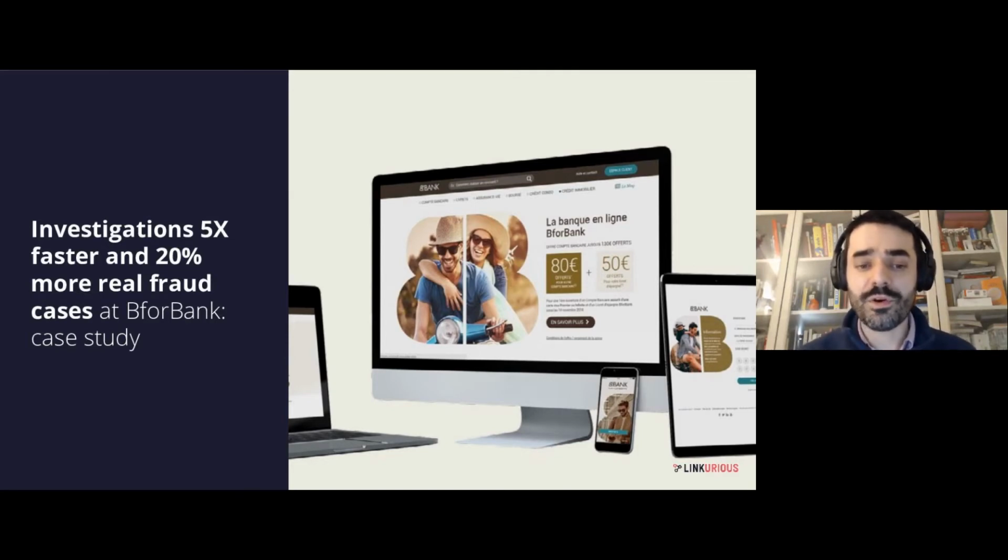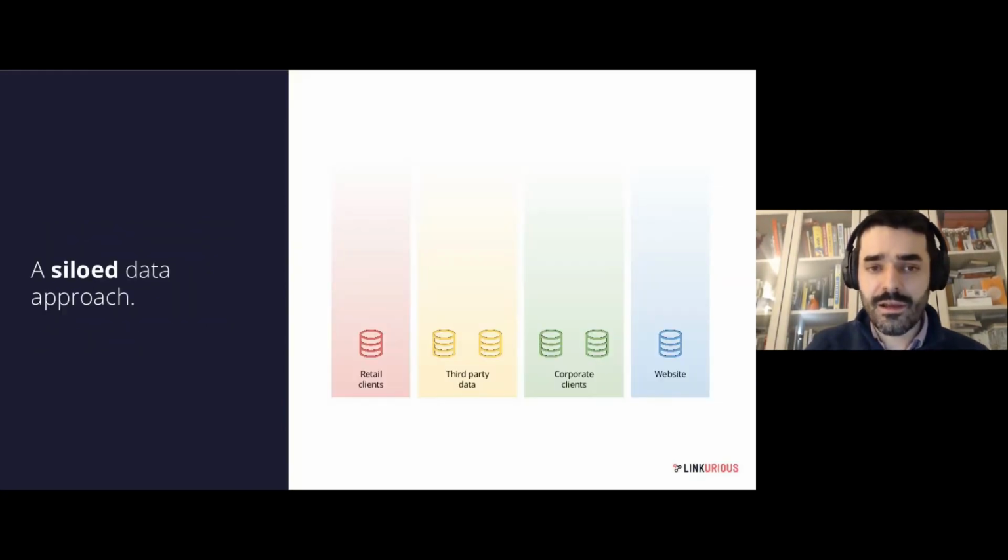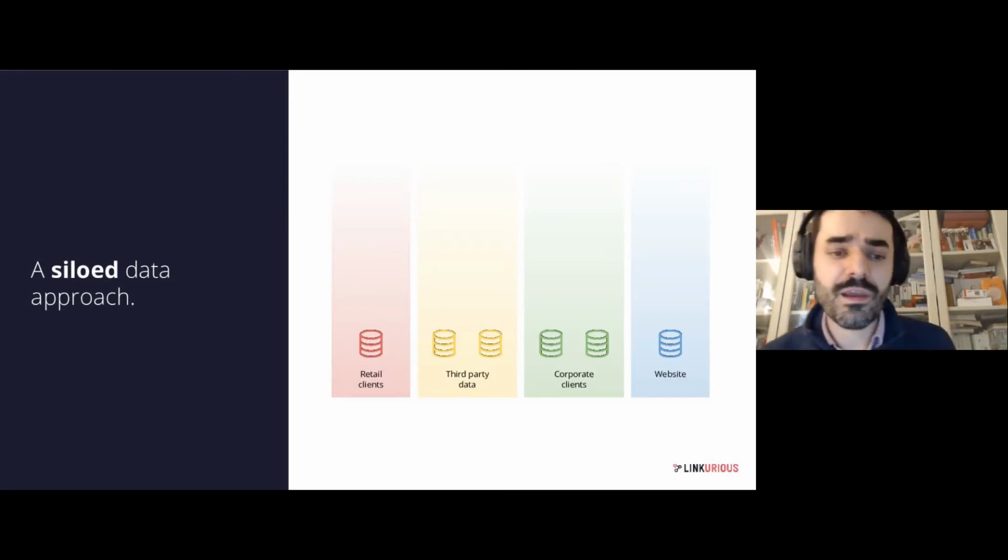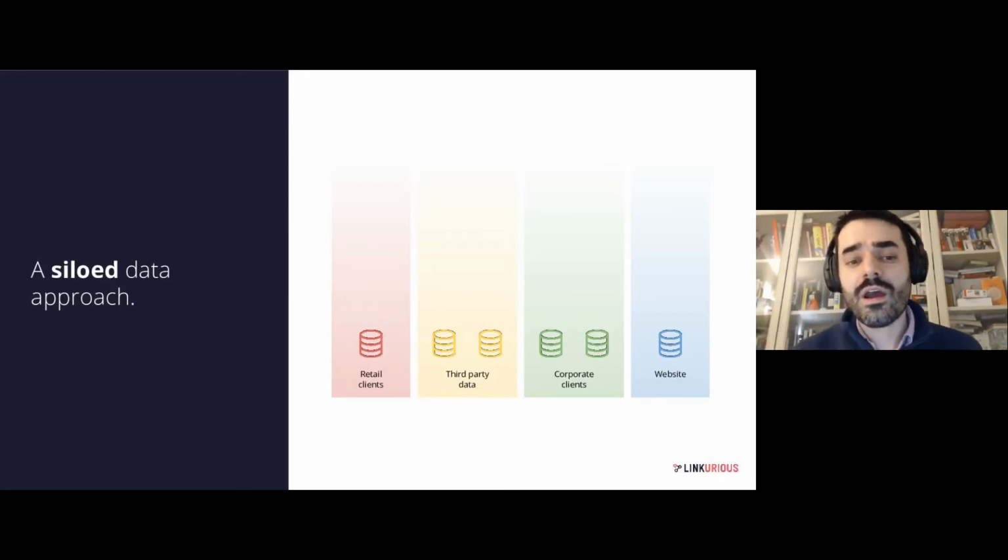This bank is owned by Groupe Crédit Agricole, one of Europe's leading banks. And as a topic for a case study, it's quite interesting, because in some regards, it has the agility of a challenger bank, and at the same time, it has the resources of a much larger bank. Let's rewind time a little bit. A few years ago, when the Linkurious team first met Before Bank, that data was fairly siloed.